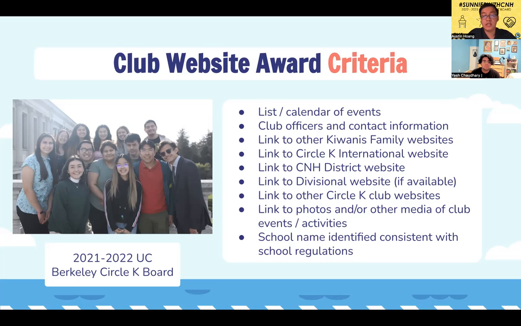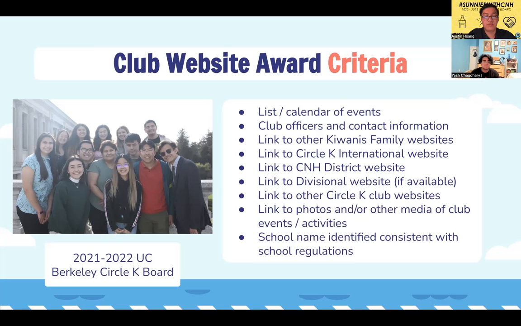For links to other Circle K club websites, most of the time this is usually just linking the other clubs in your division. You'll just present it as, for example, if you are UC Santa Cruz in the Sunset Division, you could just mention in the About section, UC Santa Cruz is part of the Sunset Division, along with De Anza Circle K and San Jose State Circle K. And there might be one other club that I'm forgetting, but you also would probably want to link those club websites to fulfill this link to other Circle K club websites criteria.